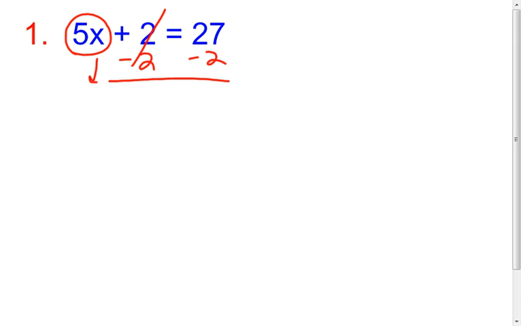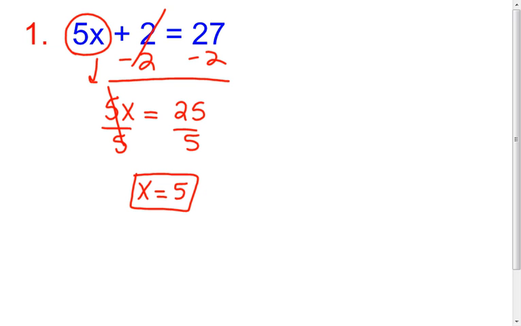I'll bring down the 5x, so I have 5x equals 27 minus 2, which we know is 25, and then I will get that x by itself. This is 5 times x. I will do the opposite of times, which of course is to divide. So divide both sides by 5, that drops, and 25 divided by 5 is 5.